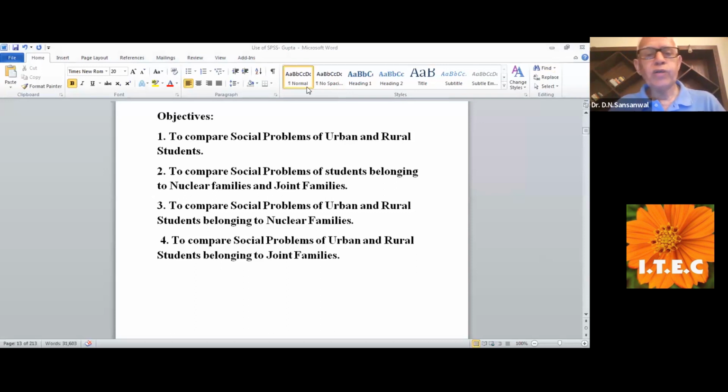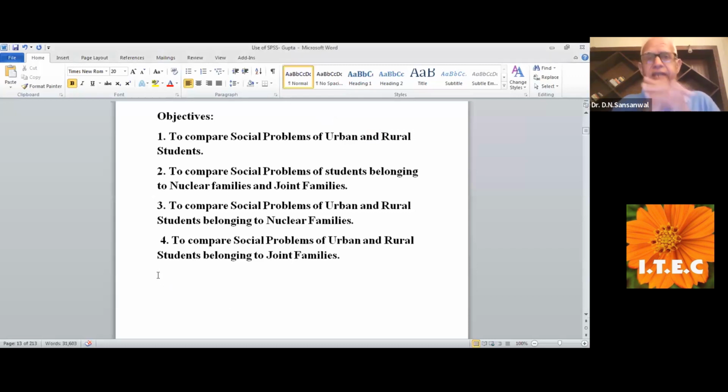No, you cannot write to study different social problems of students. That is wrong. When you are studying social problems, they are different. You need not write the word different. Once we say social problems, they have to be different. Some may not have different, some may have some common social problems. So you can't write that.